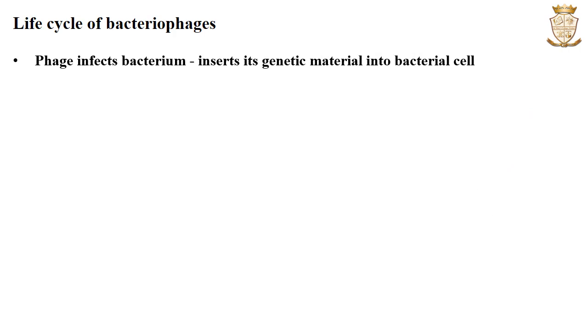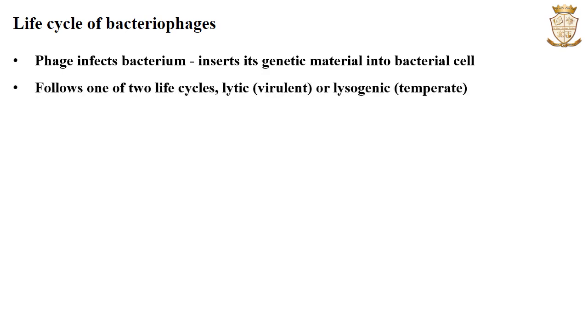During infection, a phage gets attached to a specific bacterium and inserts its genetic material into the bacterial cell. After this, the phage usually follows one of two life cycles. Based upon their life cycle, phages are classified into two: lytic or virulent phages, and lysogenic or temperate phages.